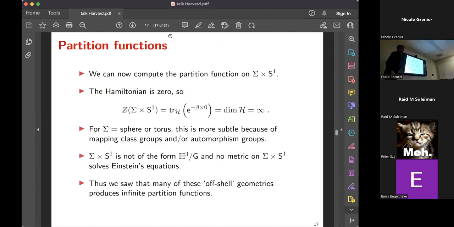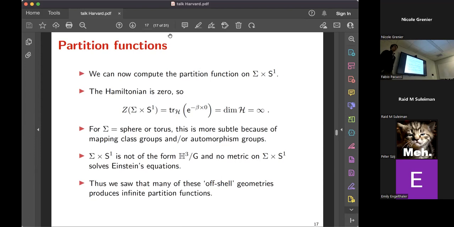Okay, so with this, we can already see some very interesting puzzles. Now let's try to compute the gravity partition function on a topology that is a Riemann surface times a circle. We keep sigma for now to be without boundaries for simplicity. The Hamiltonian in general relativity is 0. So if we compute the partition function on such a topology, we get the trace over the Hilbert space of e to the minus beta H, but H is 0. And so this just computes the dimension of the Hilbert space, which is infinite.